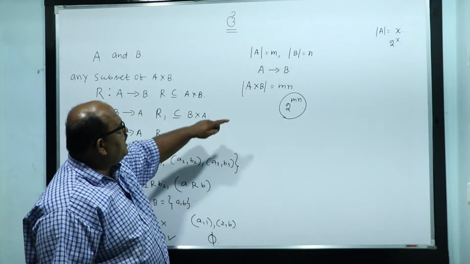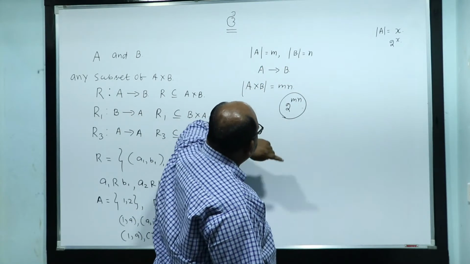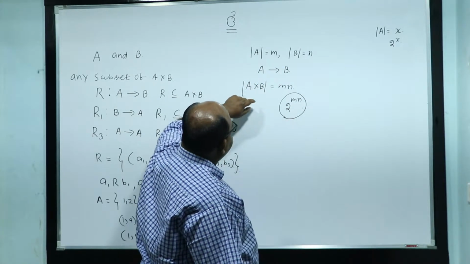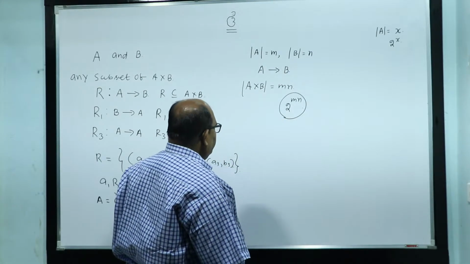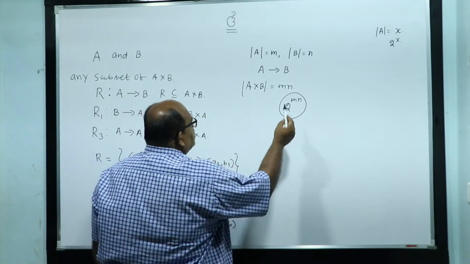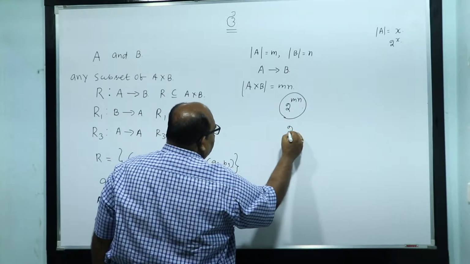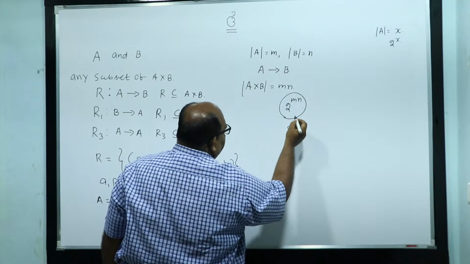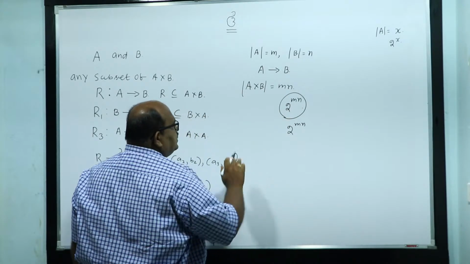Okay, so if set A contains m elements and set B contains n elements, then the number of relations from set A to set B is 2 to the power mn. Similarly, what will be the number of relations from set B to set A? That is also 2 to the power mn, because m into n and n into m are the same thing.